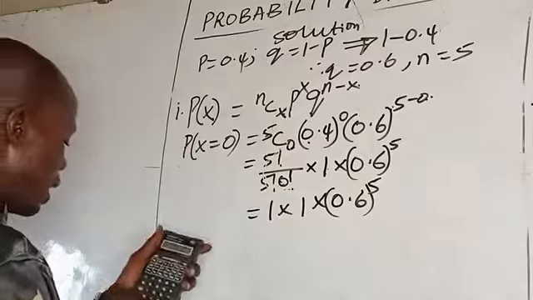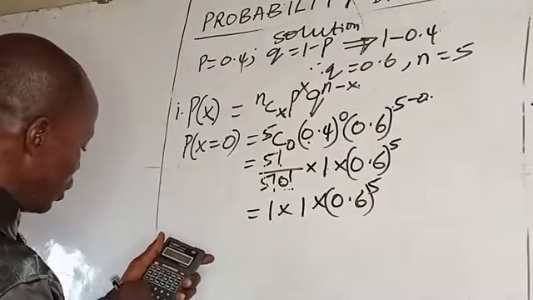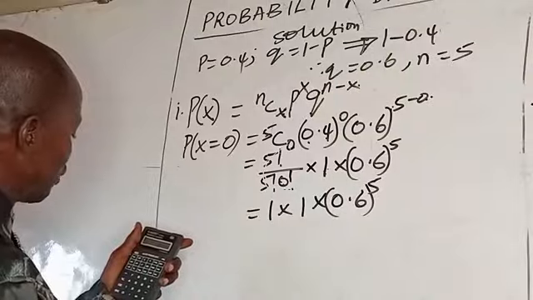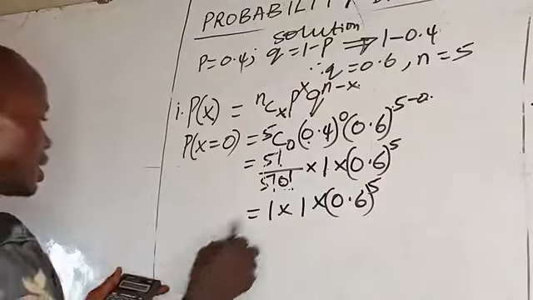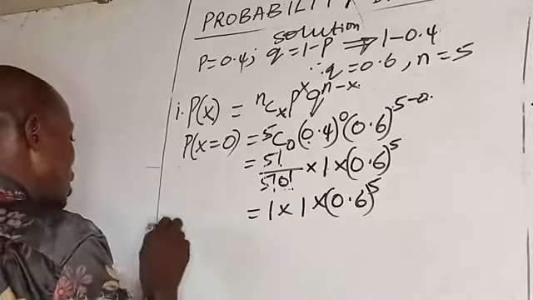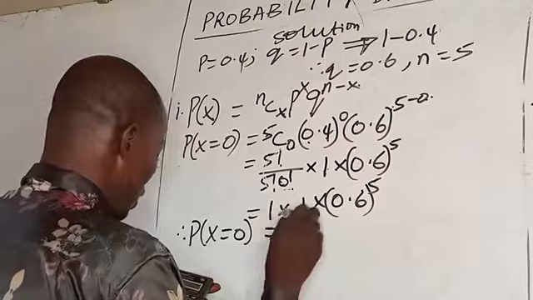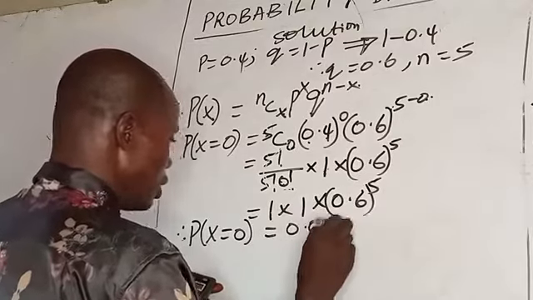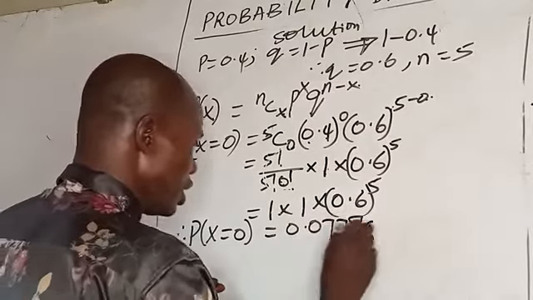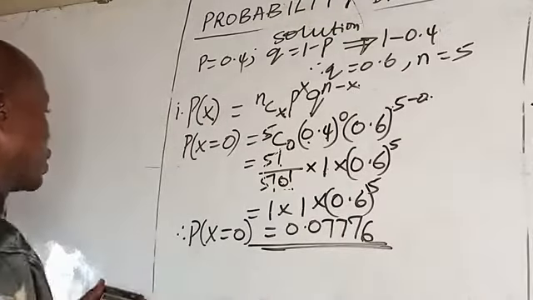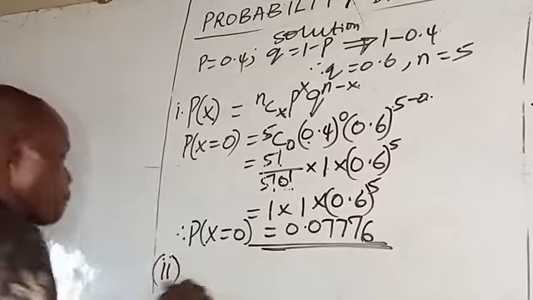So 0.6 raised to power 5 gives us 0.07776 times 1 times 1, it will still be the same. Therefore, probability that x equals 0 is 0.07776. That is the solution to the first part of the question. Now, Roman figure 2.